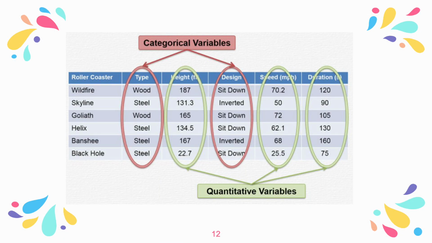So let's practice classifying these variables as categorical or quantitative. For instance, the number of pets you own, that would be quantitative. Your favorite food, that would be categorical, right? So in this data, the categorical variables would be the type and the design. The quantitative variables would be the height, speed, and duration, all numerical values.